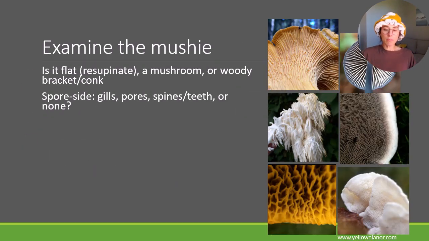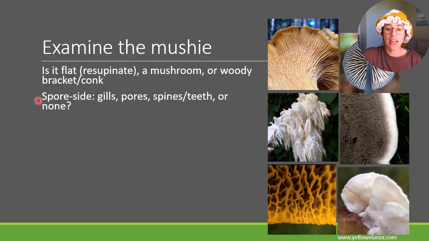So, before we get into the identification, let's make sure we're on the same page about some of the terms that I may or may not use. So, is it flat, or if you've ever heard it, resupinate? Is it a mushroom? Now these are going to be fleshy, annual. Think of things like in the grocery store. Is it a woody bracket or conk? Generally, brackets or conks are going to be more shelf-like fungi. So you can really have just something growing on a tree. I am the tree. And then you could put something on top of it. It's a shelf fungi.